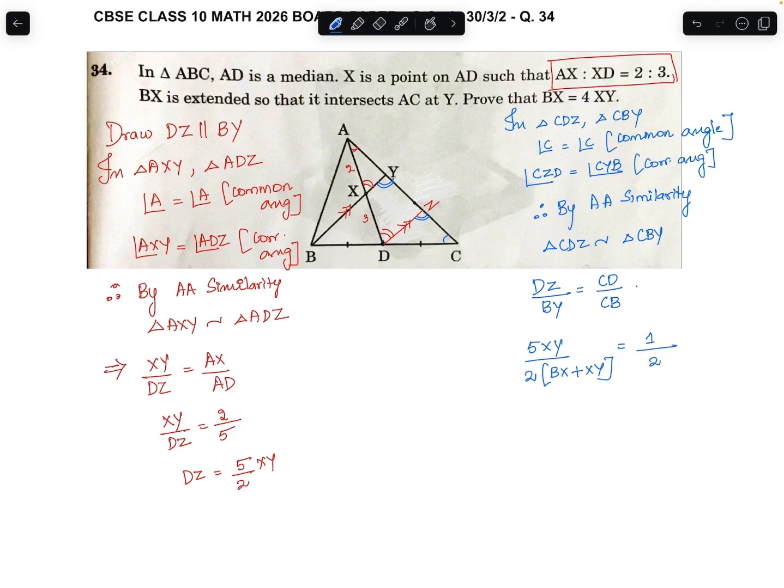Further simplifying this, we can cancel the 2 in the denominators on the left hand side and the right hand side. So 5XY is equal to BX plus XY. Taking the XY on one side, we get 4XY is equal to BX. That is, BX is equal to 4XY. So this is the statement that has to be proved, hence proved.